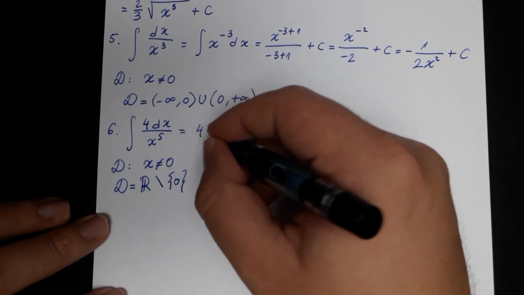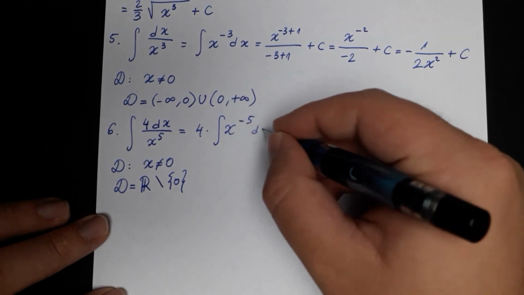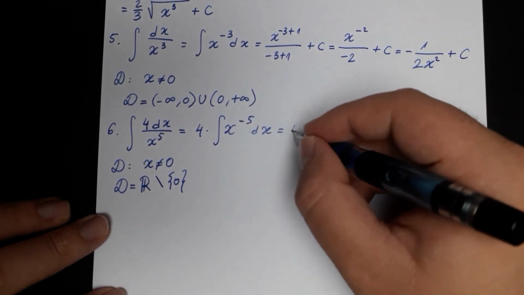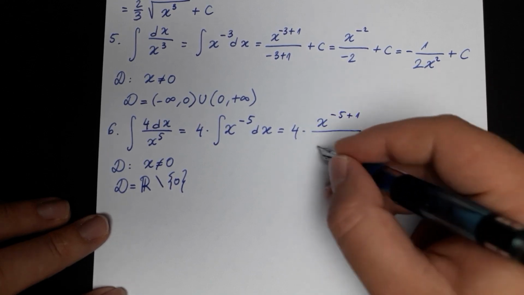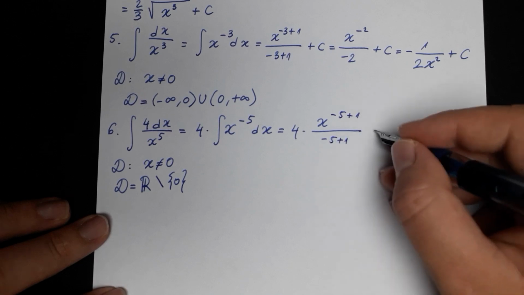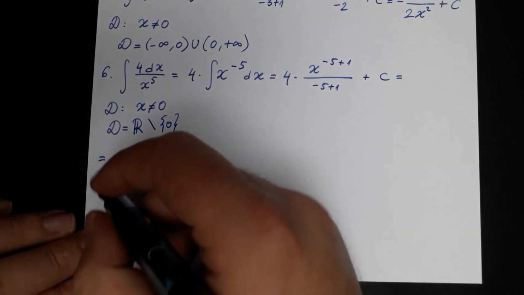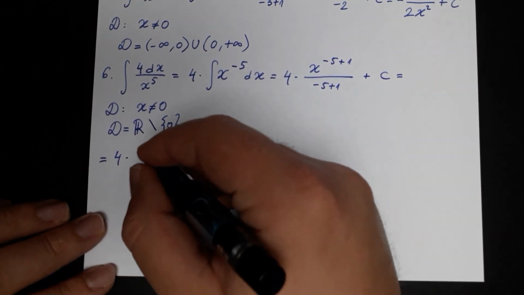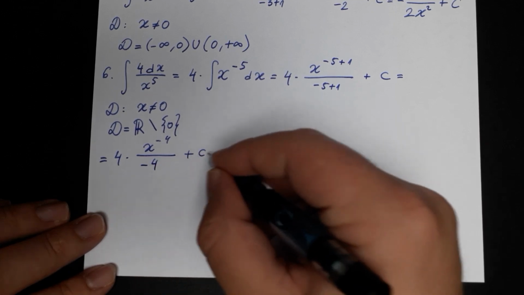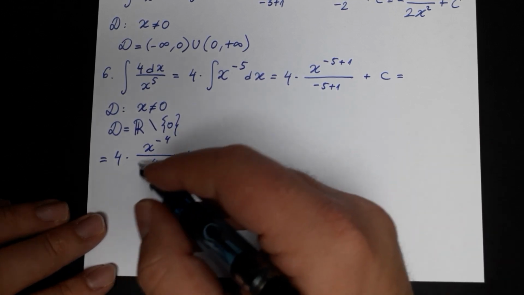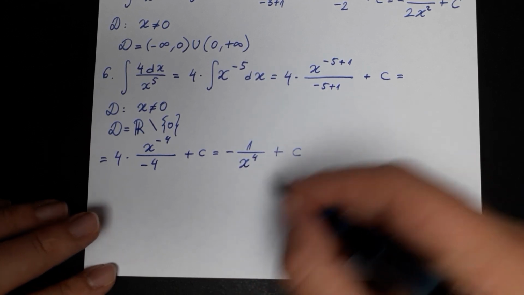This is then equal to 4 times an integral of x to the power minus 5 dx, which is equal to 4 times x to the power minus 5 plus 1 divided by minus 5 plus 1 plus c. This is then equal to 4 times x to the power negative 4 divided by negative 4 plus c, which is equal to negative 1 divided by x to the fourth power plus c.